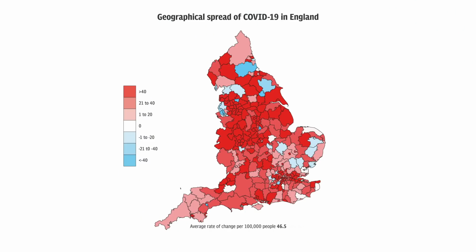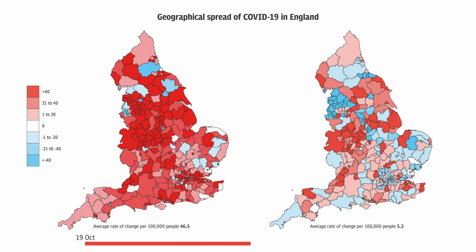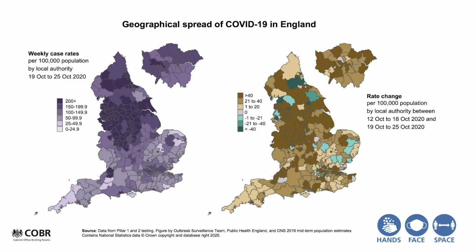The government intends to show the spread of coronavirus across the country. This data shows the range of change of coronavirus cases across all local authorities per 100,000 people. Alarmingly, the map shows that the rate of change was 46.5 per 100,000 people. However, taking the weeks of the 19th of October and then the 26th of October, the rate of coronavirus cases was actually up 5.2 per 100,000 people, not 46.5. So what does this mean? The government presented data showing that the rate of change of coronavirus cases was 9 times more than it actually was at the time. Cases were not increasing as fast as the government had insisted.